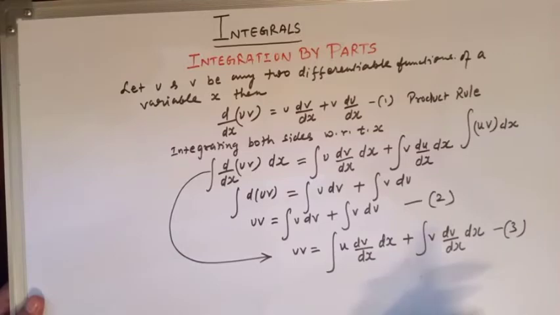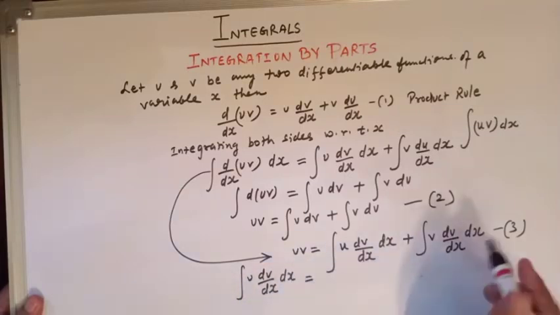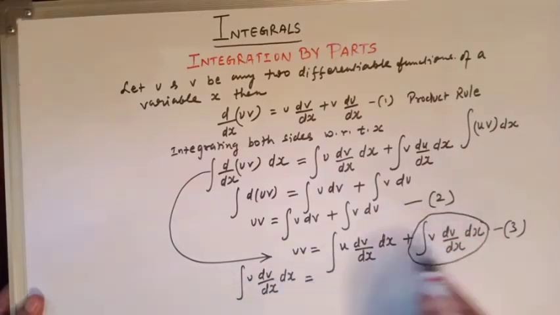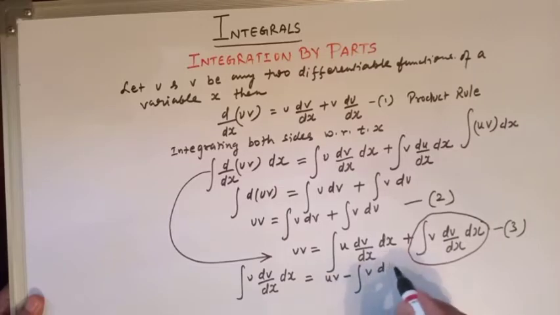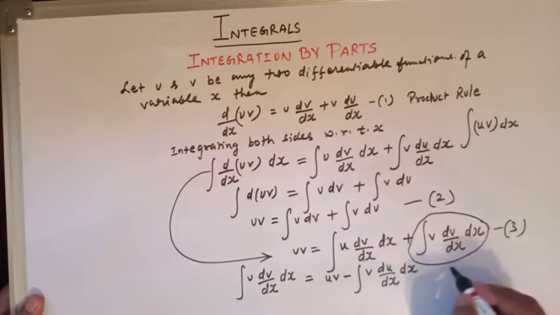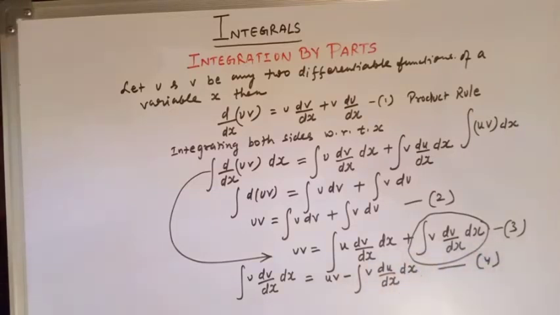Clear? Now this equation number 3 can also be written as, if we take this term to this side, we have the integral of u dv by dx dx is equal to, we are taking this term to this side. Clear? So yes, we have uv minus the integral of v du over dx, and here we have dx. Clear? So this is equation number 4.